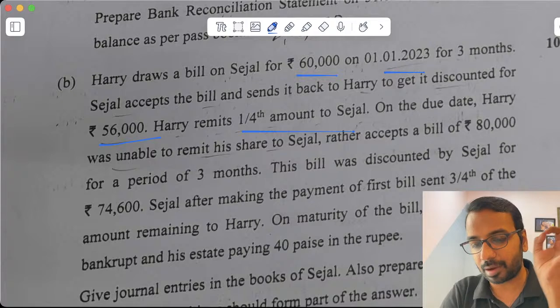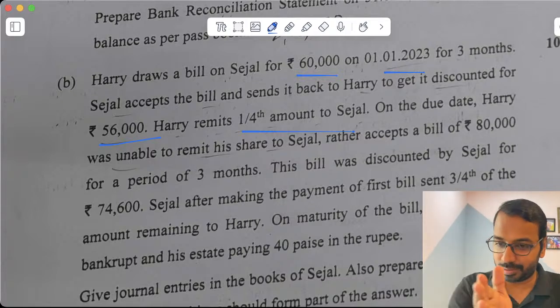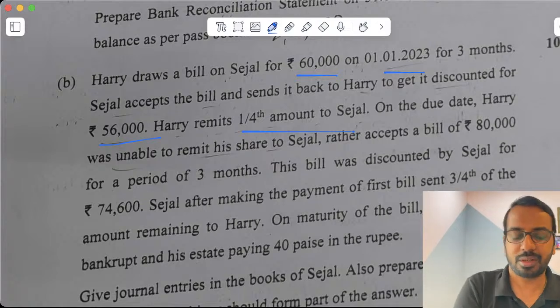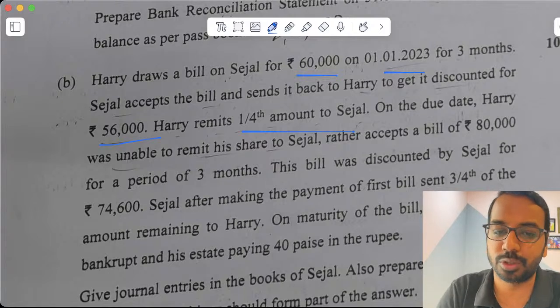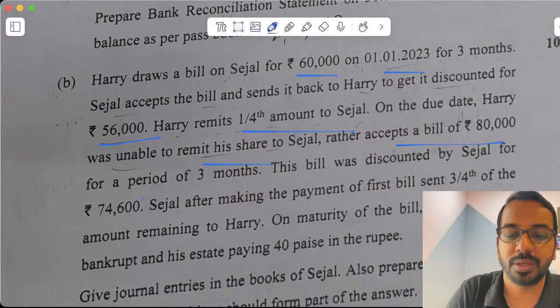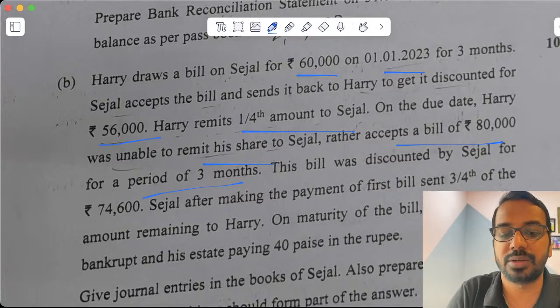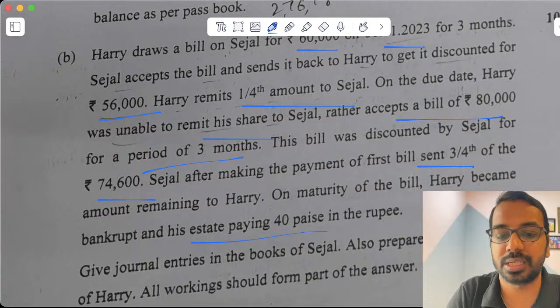So this is an accommodation bill entry, and similar questions are there in the study material. This is a straightforward question. Again, if you have practiced, you would have been able to do it. On the due date, Harry was unable to remit his share and rather accepts a bill of 80,000 for a period of 3 months. This bill was discounted by Sejal for 74,600. Then they sent 3/4 amount. On maturity, Harry became bankrupt and he stayed paying 40% in the rupee.